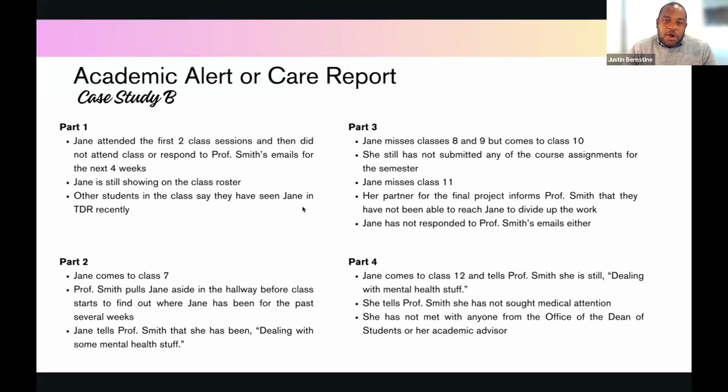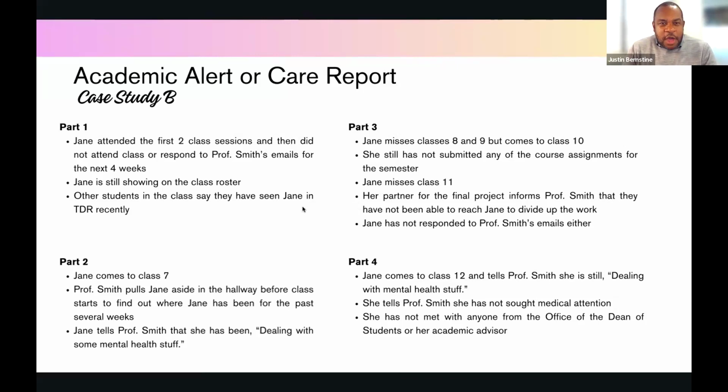And then part 4. Jane comes to class 12 and tells Professor Smith she is still, quote, dealing with mental health stuff, end quote. She tells Professor Smith she has not sought medical attention and she has not met with anyone from the Office of the Dean of Students or her academic advisor.